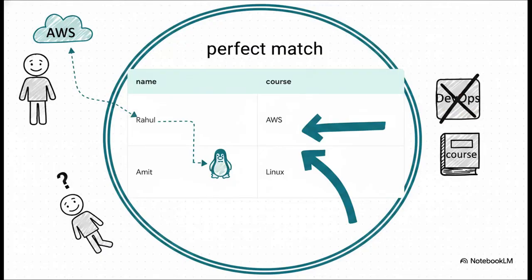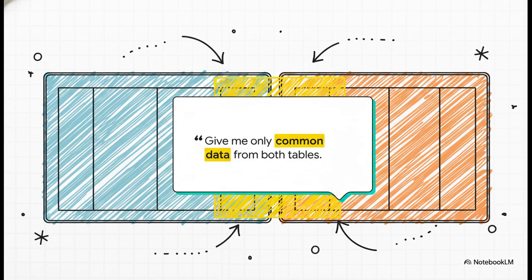And boom, here's the result. We see Rahul is taking AWS and Amit is taking Linux. Perfect. But who's missing? Neha's not here because she doesn't have a course listed in that second table. And that DevOps course, it's gone too, because no student in our first table is signed up for it. Only the perfect matches made it. Look, if you remember just one thing about inner join, make it this. It's so simple. Give me only the common data from both tables. That's it. That is its entire mission in life.